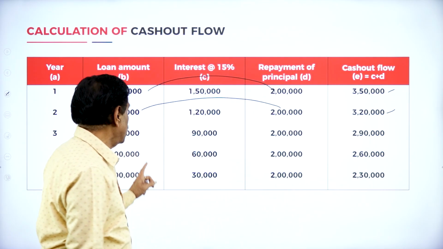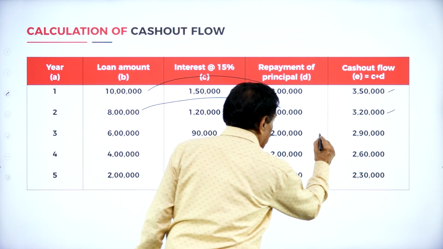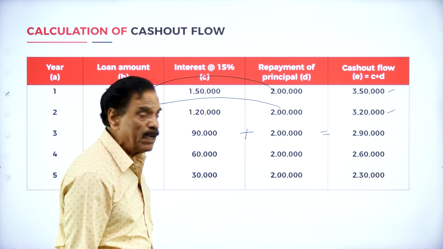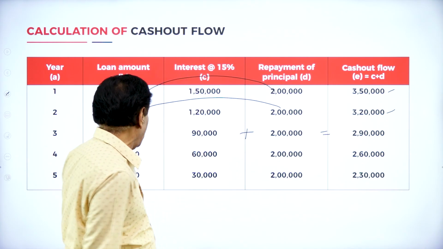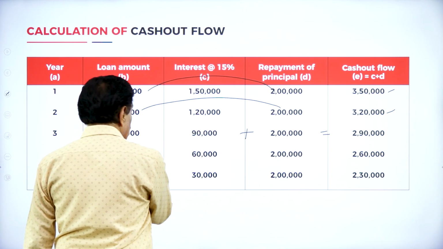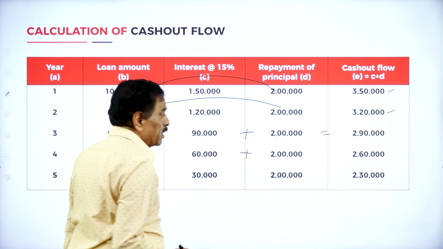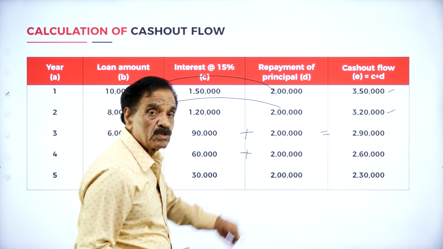6 lakh. On 6 lakh, 15% is 90,000. 2 lakh plus 90,000 is what he is going to pay. What's the real principal money? 2 lakh. On 6 lakh, 2 lakh gone. Balance is 4 lakh. On the 4 lakh, 15% is 60,000. Then add this, it becomes 2,60,000 he is going to pay.